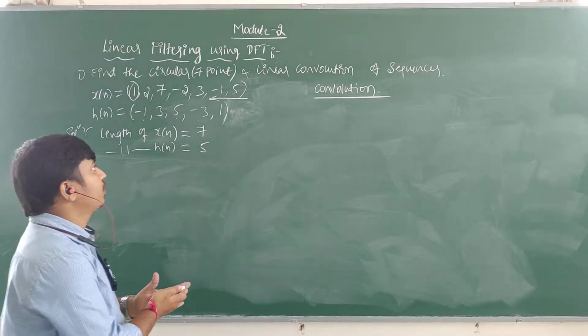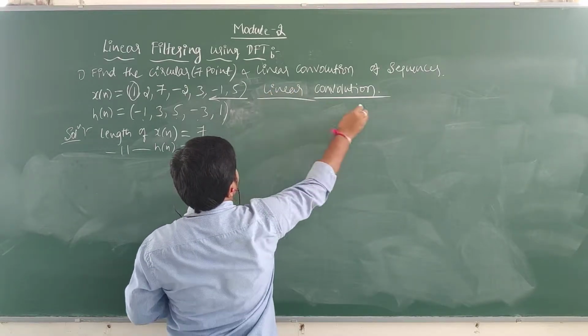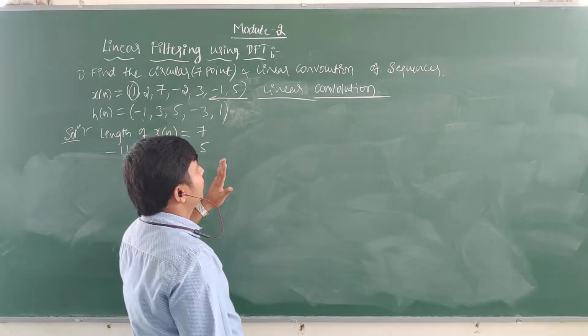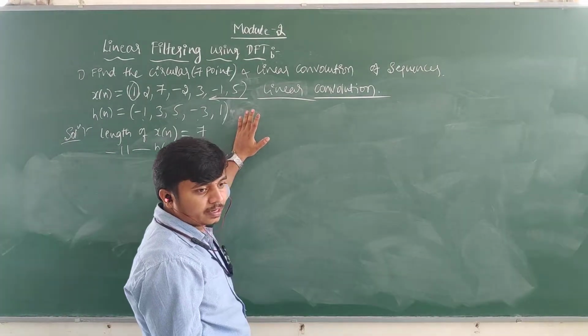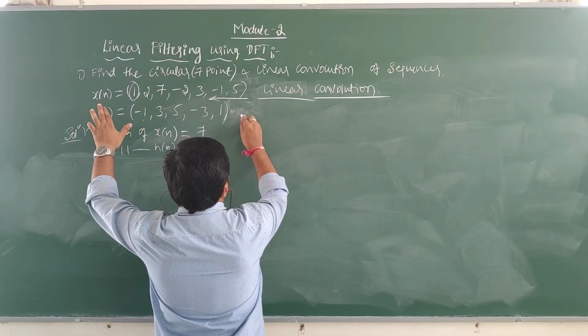So now I need to compute linear convolution and circular convolution. First I will show you how to compute this linear convolution. I will show you one direct method to find the linear convolution. So what is x of n given?